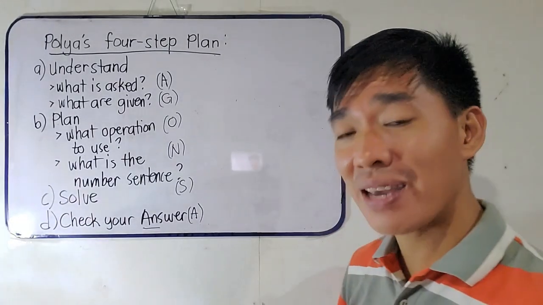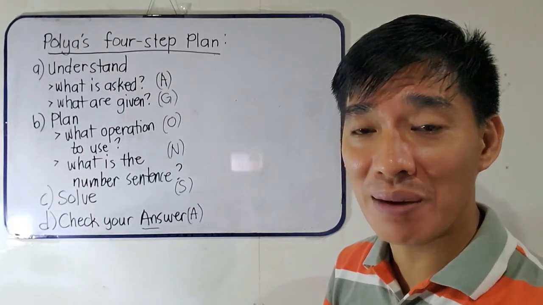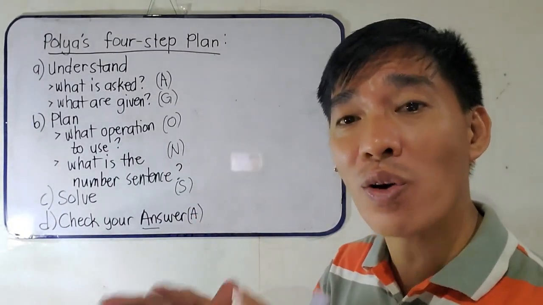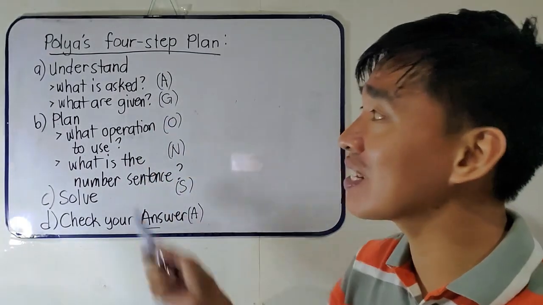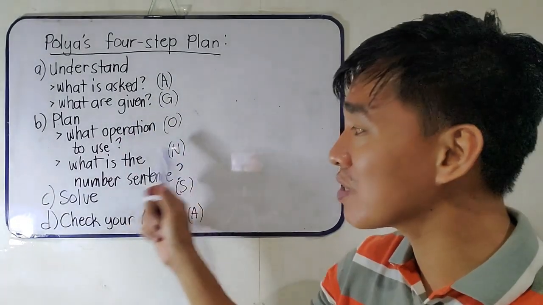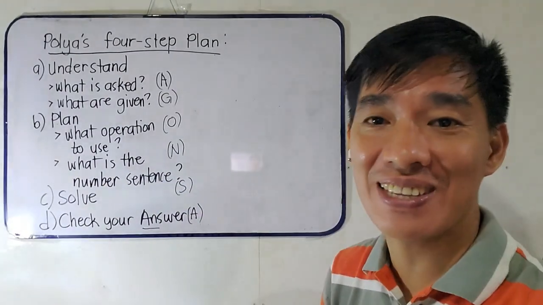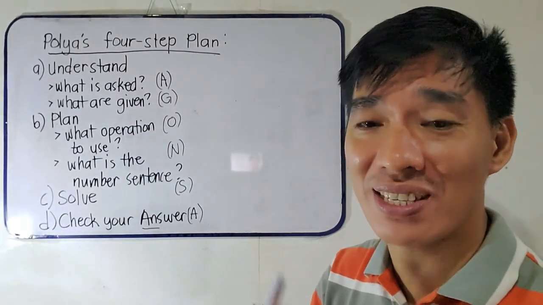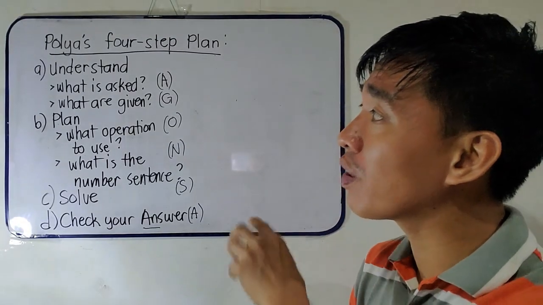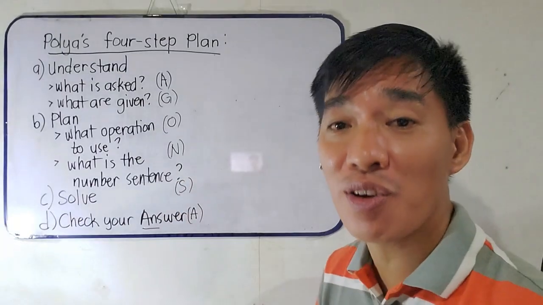So I always remind them, if you forget Polya's four steps of problem solving, in order for you to check all the details of the problem, you need to remember AGONSA. And this AGONSA is about what is asked, given, operation to use, number sentence. That's the time that you will have to solve, and you have to check your answer. So this time also, let us check the problem once again, and let us complete the steps of Polya in order for us to arrive at the answer.